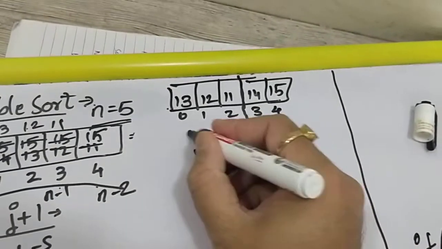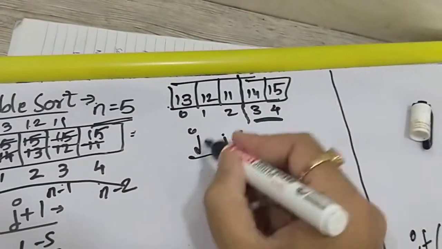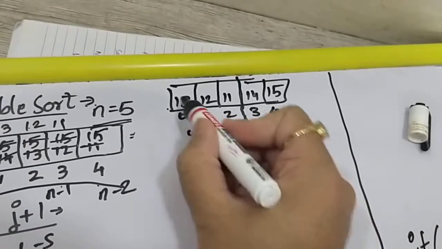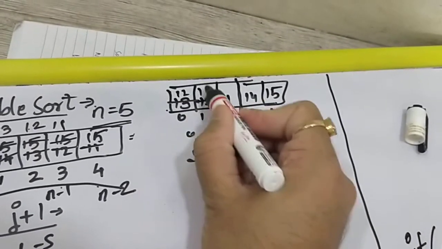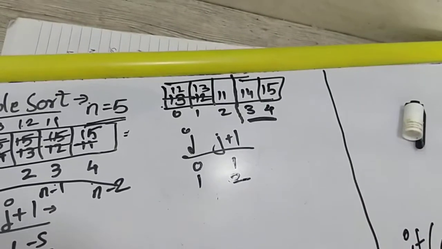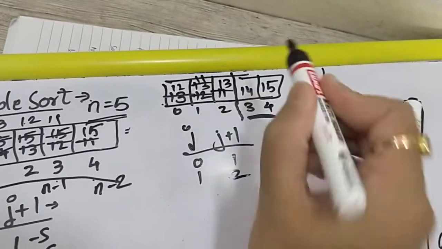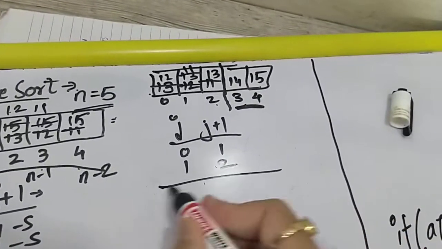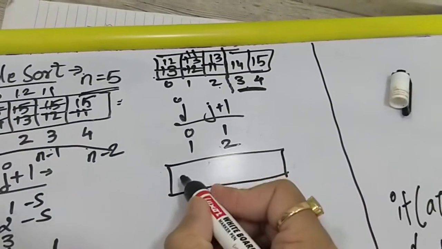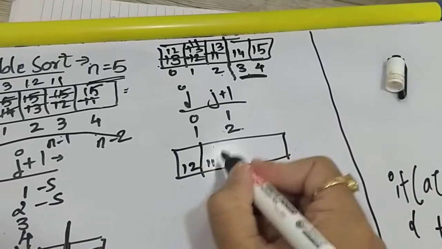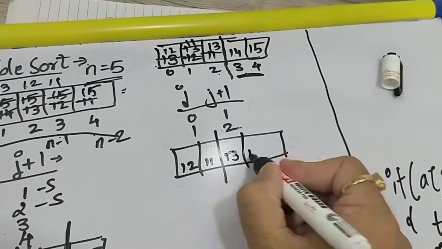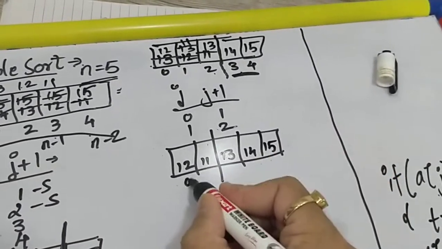We'll repeat the process. Is a of 0 greater than a of 1? Yes. So we'll have 12, 13. Is a of 1 greater than a of 2? Yes. We'll have 11 and 13. That's it. We'll not go further. So now what we have is 12, 11, and 13, 14 and 15 are at proper position.